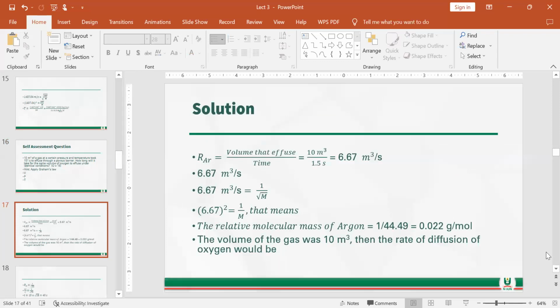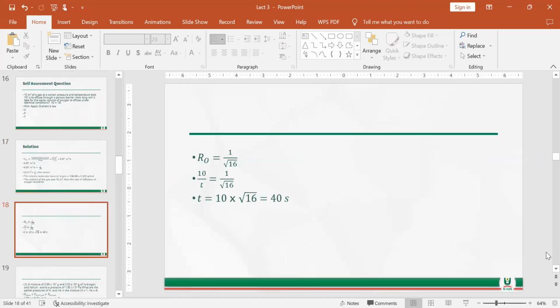So then the rate of diffusion of oxygen will be what? So that means the rate will be proportional to the molar mass. You can see the molar mass of oxygen is 16. So that is proportional to the square root of the molar mass. That means the rate, which is the volume, 10, divided by time, will be equal to this, and that means the time will be this. So that is how you can manipulate this type of problem.